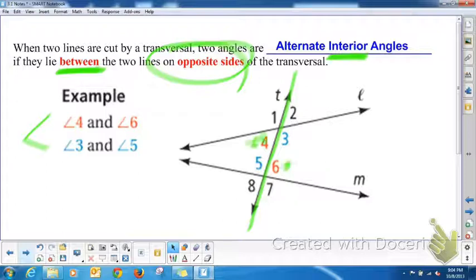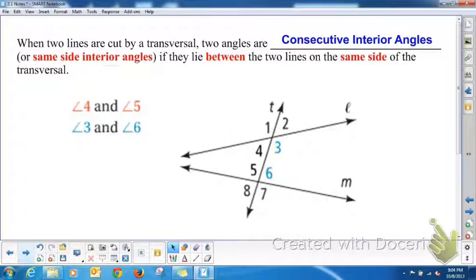Angle 4 and angle 6 are alternate interior angles. And angles 3 and 5 are alternate interior angles. 3's up, 5's down, 3's right, 5's left. They are alternate. And they're on the inside between line L and line M.